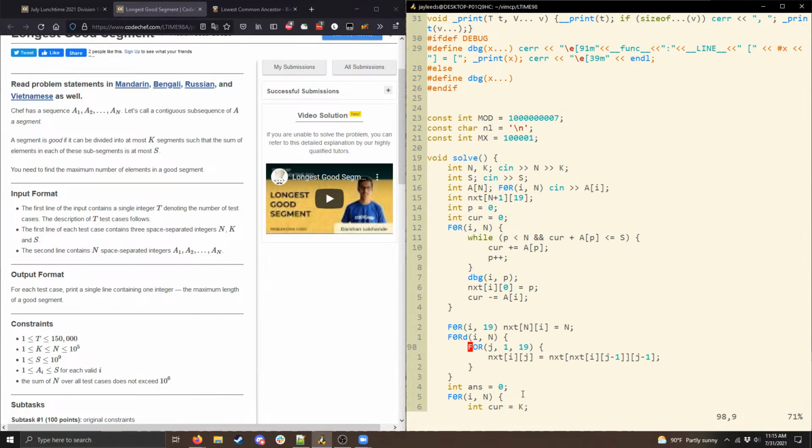If anyone knows of a way to do this that doesn't involve binary lifting, please feel free to let me know in the chat. I'd be happy to go over an alternate approach if it would be helpful.